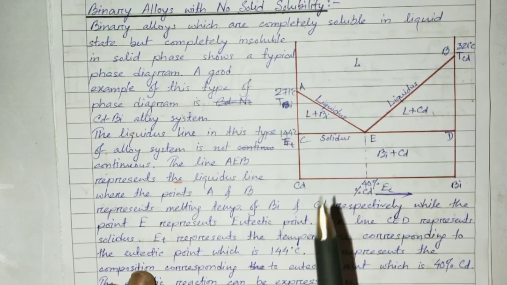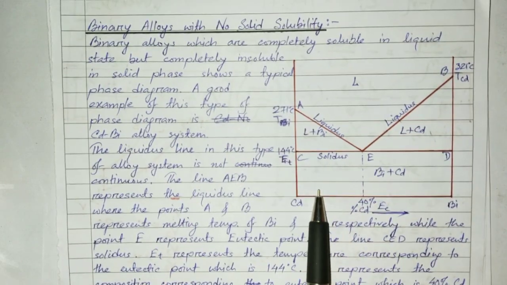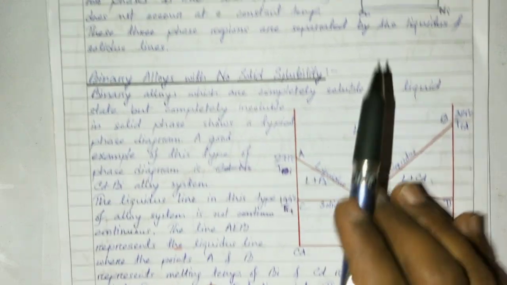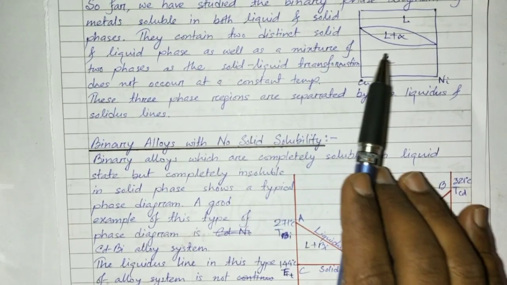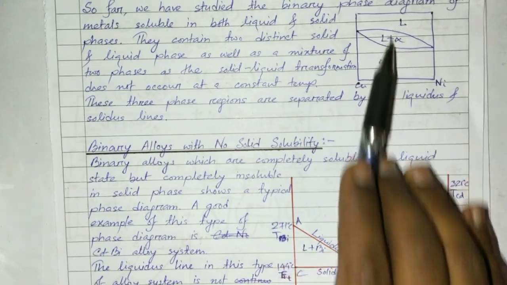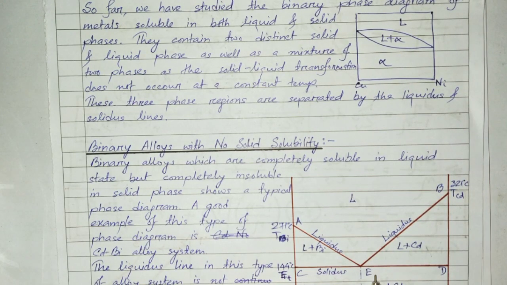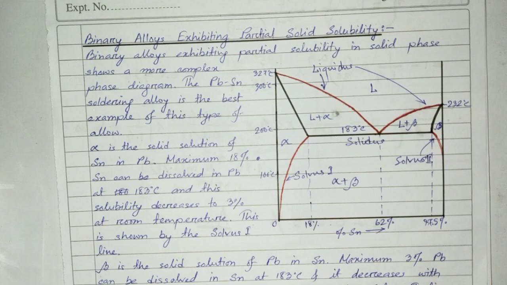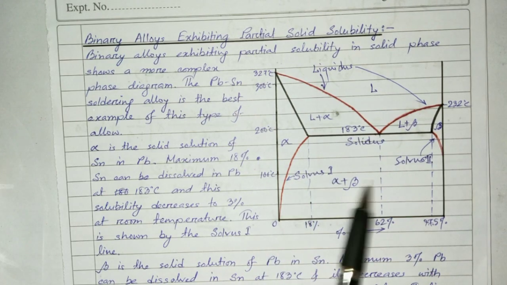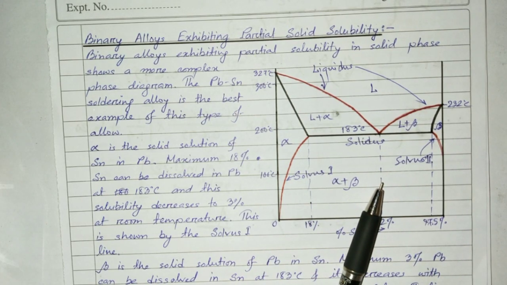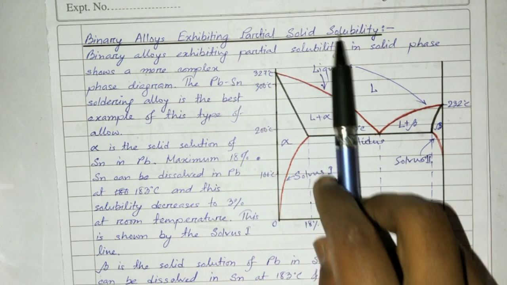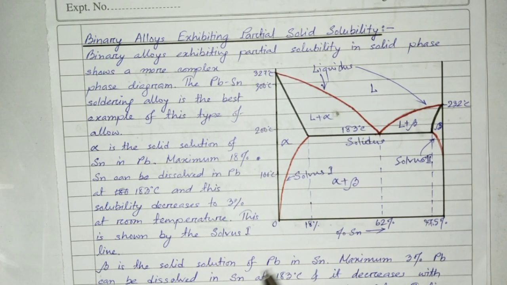Well, this phase diagram is a bit more complex than the previous one, in which both the metals were soluble in both solid and liquid phases, but here it has gone a bit complicated. Moving on to the next diagram, we'll see the phase diagram of the alloy system which has full solubility in the liquid phase but partial solubility in the solid phase.